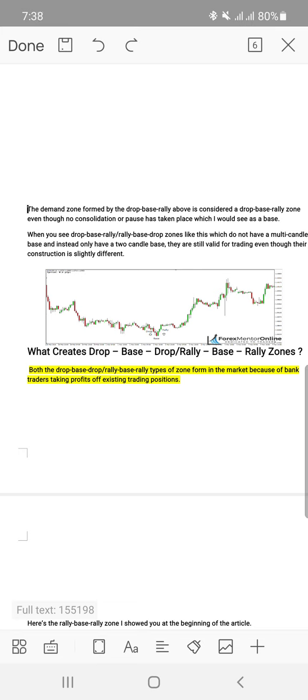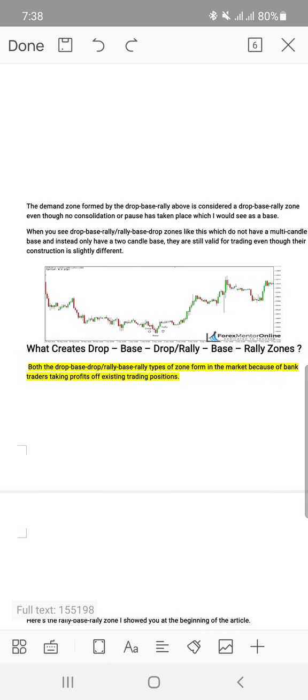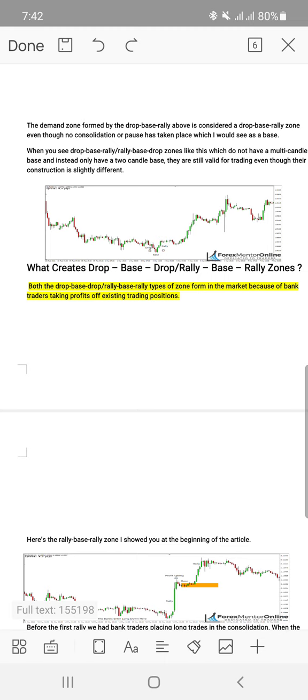Okay. What creates the drop base drop, which is this drop? Let me use a diagram. Drop base drop and rally base rally. What creates the drop base drop and the rally base rally? Both of these zones are created by, are calculated because of, bank traders taking profits off existing trading positions.